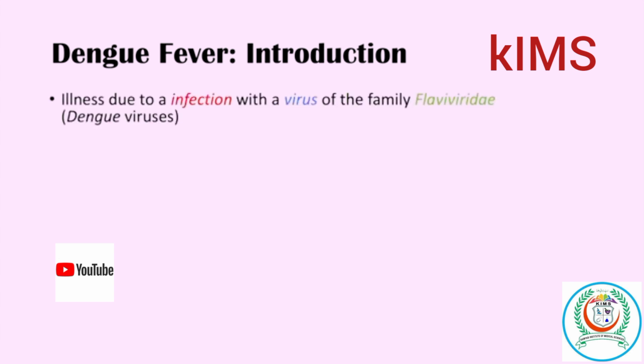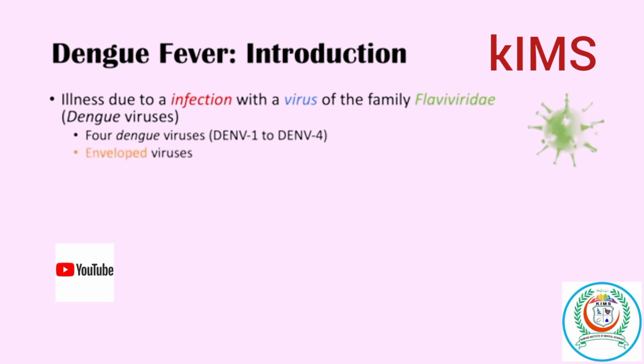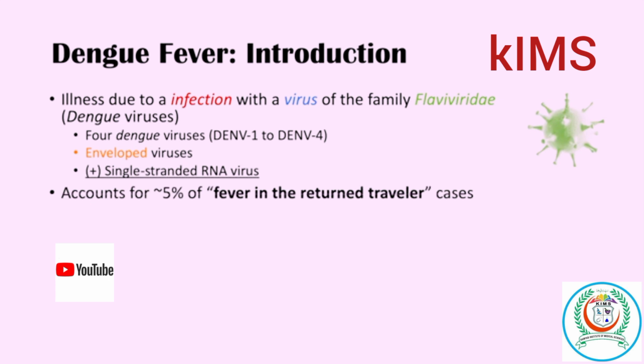So dengue fever is an illness due to an infection with a virus of the family Flaviviridae, and there are a subset of Flaviviridae viruses known as the dengue viruses. So there are actually 4 dengue viruses, and we name them DENV1 to DENV4. They are all enveloped viruses. We're going to talk about why this is important a little later. And they're all positive single-stranded RNA viruses.